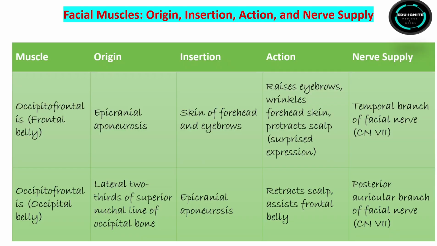First is occipitofrontalis muscle, frontal belly, originating from epicranial aponeurosis and inserted into skin of forehead and eyebrows. It is involved in surprised expression of the face, raises eyebrows, wrinkles forehead skin and protracts scalp. Occipitofrontalis muscle is supplied by temporal branch of facial nerve. Occipital belly originates from lateral two-thirds of superior nuchal line of occipital bone and inserts into epicranial aponeurosis. It retracts scalp, assists frontal belly and is supplied by posterior auricular branch of facial nerve.